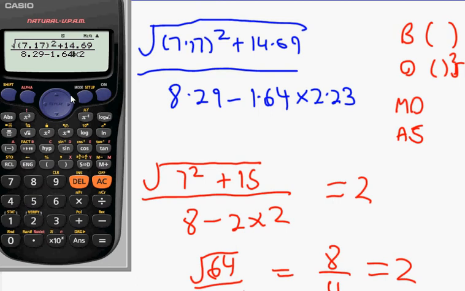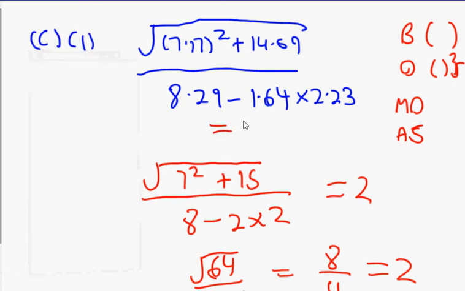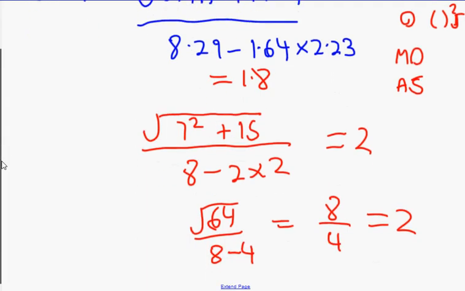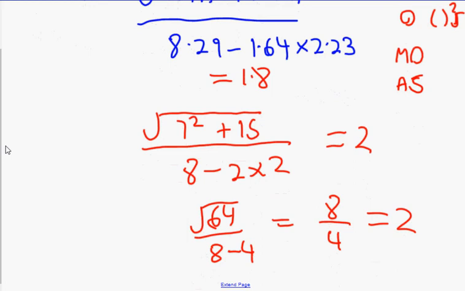Multiply by 2.23. Okay. And we get 1.754, which rounds up to 1.8. So we're going to get 1.8 for that. Okay. Happy enough?